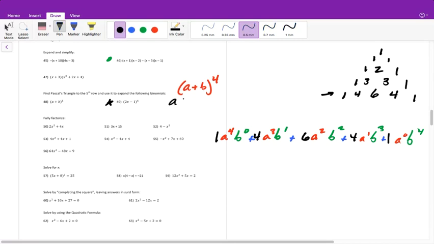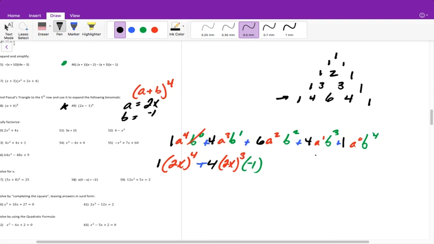Well, a was written first, so a is equal to 2x. B was written second, so b is equal to negative 1. So I'm going to go ahead and substitute this in. So it's 1 times our a, which is 2x, raised to the 4th power. Our b gets canceled out, plus 4 times our a, which is 2x, cubed, times our b, which is negative 1.